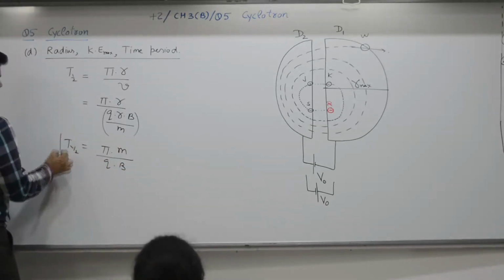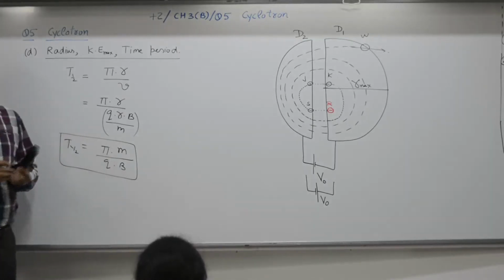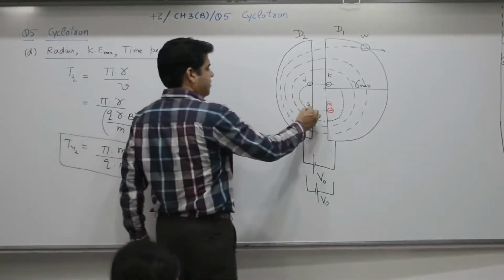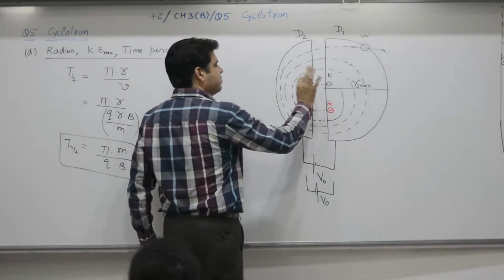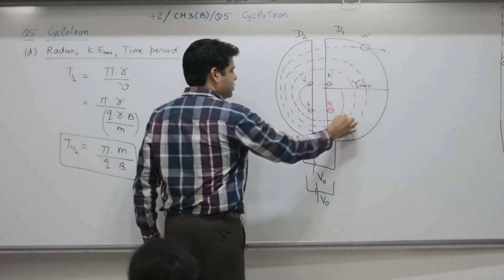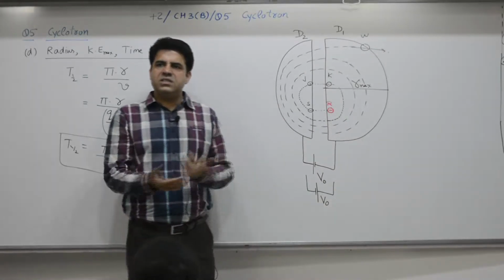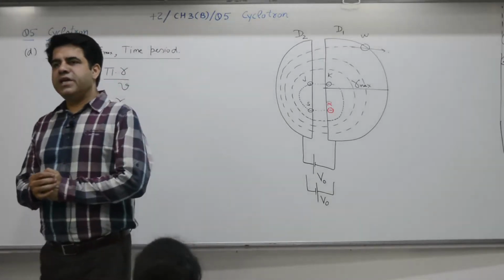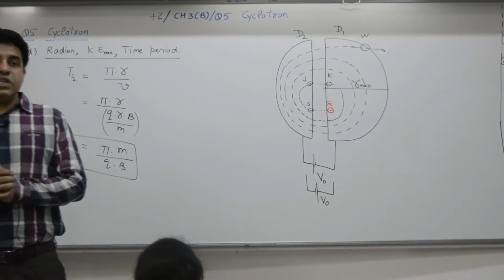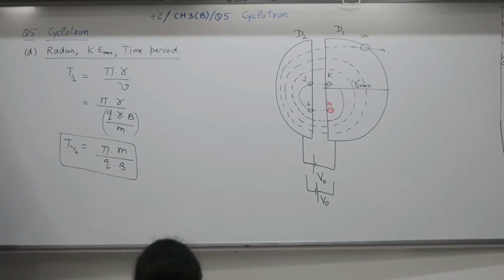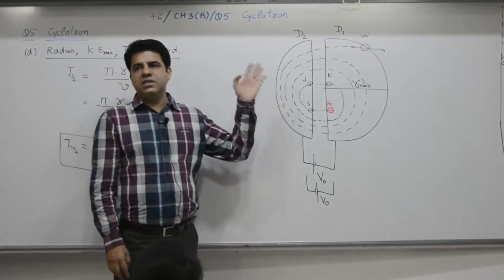Time period does not depend on radius. Means when it was in a small circle, say the time is 1 microsecond, this is also 1 microsecond, this is also 1 microsecond. How? The radius has increased, but the speed also increases. The ratio of radius to speed remains a constant. That is why the stay time of the charged particle in D remains the same.